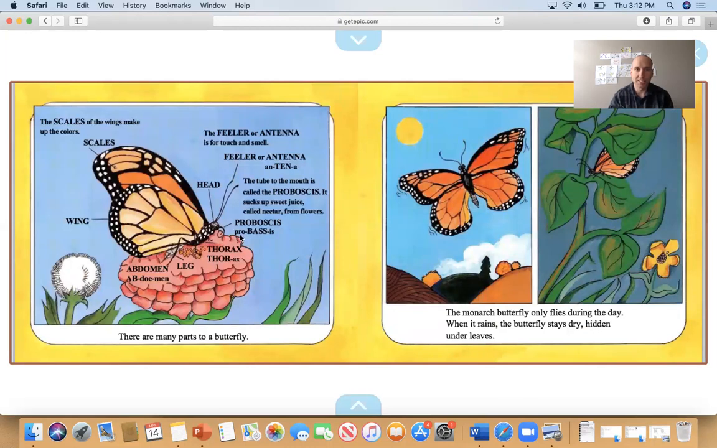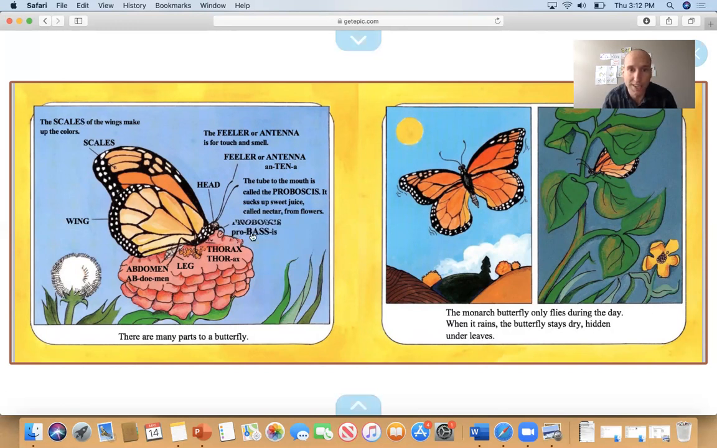And here it gives us a nice diagram of the monarch. It says there are many parts to a butterfly. The scales of the wings make up the color. The wings, the head, the feeler or antenna is used for touch and smell. So these not only are touching, but they also smell. The tube to the mouth is called the proboscis. It sucks up sweet juice called nectar from flowers. And it's actually pronounced proboscis.